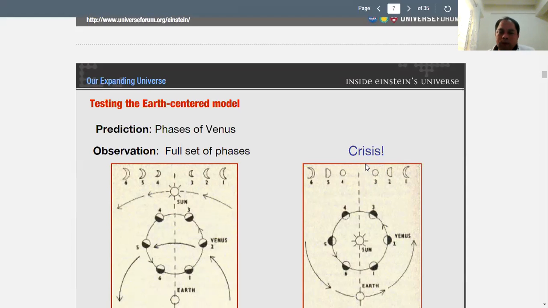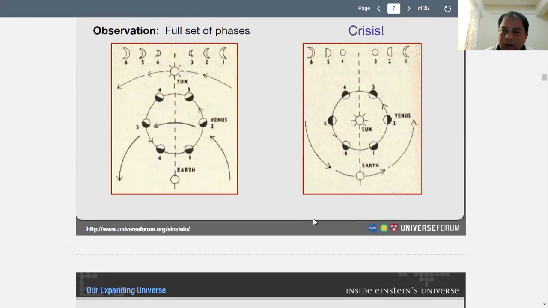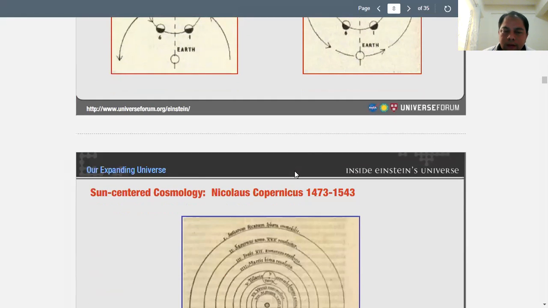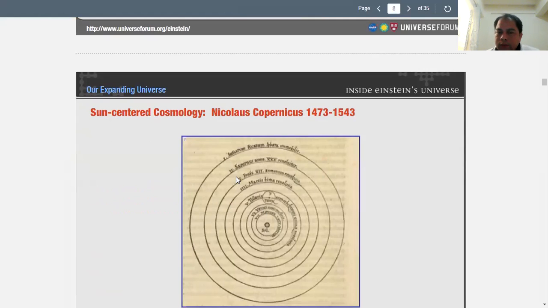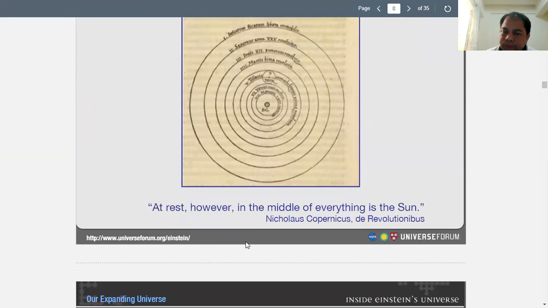Now one of the problems of that model was, again, the unpredictability of the phases of the planet Venus. Venus appears like the moon, which comes in varied phases, so there's a problem in how it appears. So after that theory comes the sun-centered cosmology, where everything goes around the sun, which Nicholas Copernicus came out with.